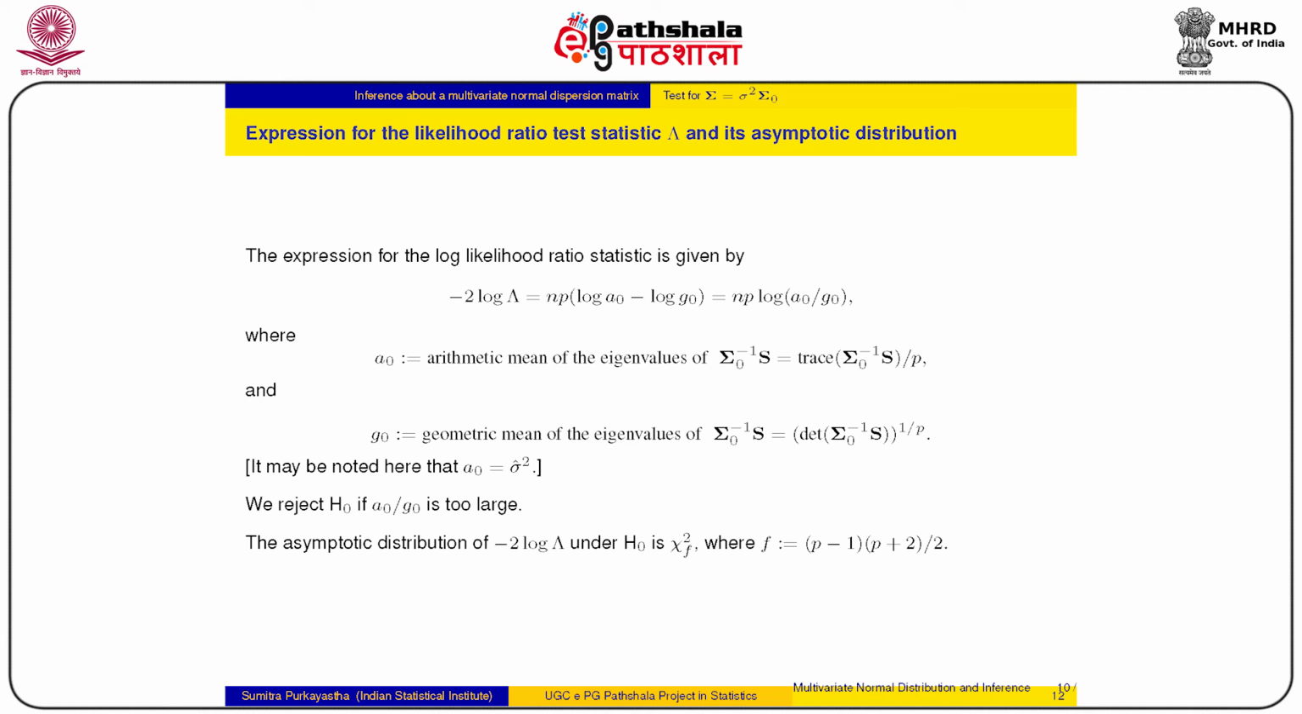If we recall the expression for sigma hat squared and compare it with A naught, we immediately see that A naught is equal to sigma hat squared. We reject H naught if A naught by G naught is too large. A naught is anyway bigger than G naught, from the arithmetic mean geometric mean inequality of positive quantities. But if the ratio is too large, we reject H naught, because we must have -2 log lambda large, and that is a strictly increasing function of A naught by G naught. The asymptotic null distribution of -2 log lambda is the chi-square distribution with f degrees of freedom, where f equals (p minus 1)(p plus 2) divided by 2.